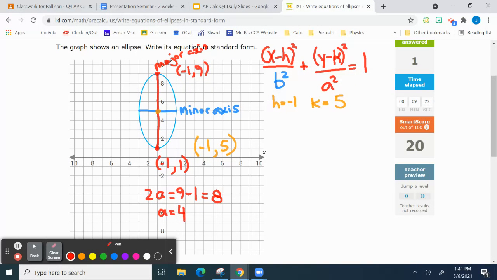Now, if you needed to find the center and you were given the vertices, then you would have to be given something else. And if you're given the a, you would go 9 minus 4, and that would get you to 5, which is where the center is, right? Okay, so a is 4, and then what's b?